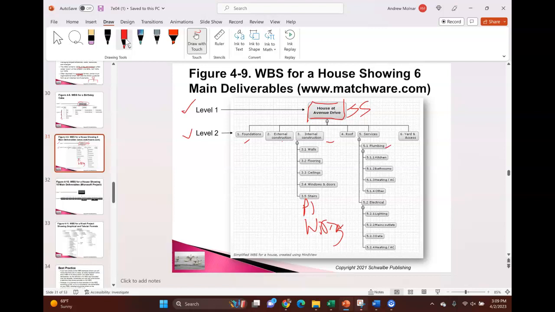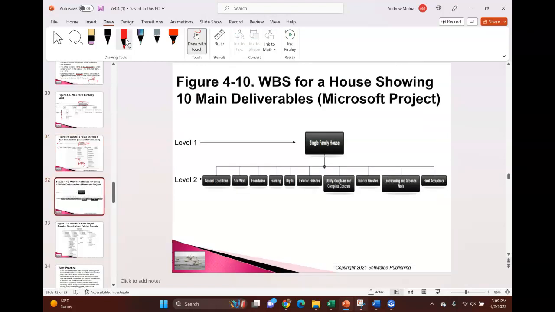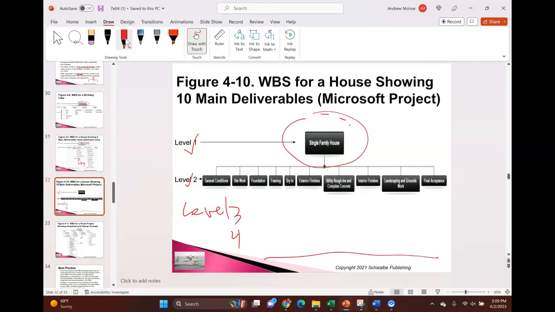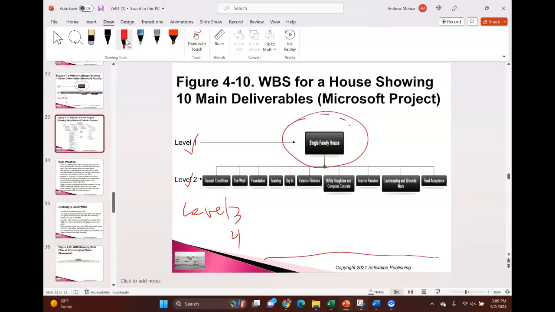Remember, the lowest layer of a work breakdown structure is called the work package, okay? Again, another one showing a single family house. This is just level 1 and level 2. You can further define out level 3 and level 4, however far you need to go to build out this scope statement. If it doesn't support your scope statement, it's not part of the scope.